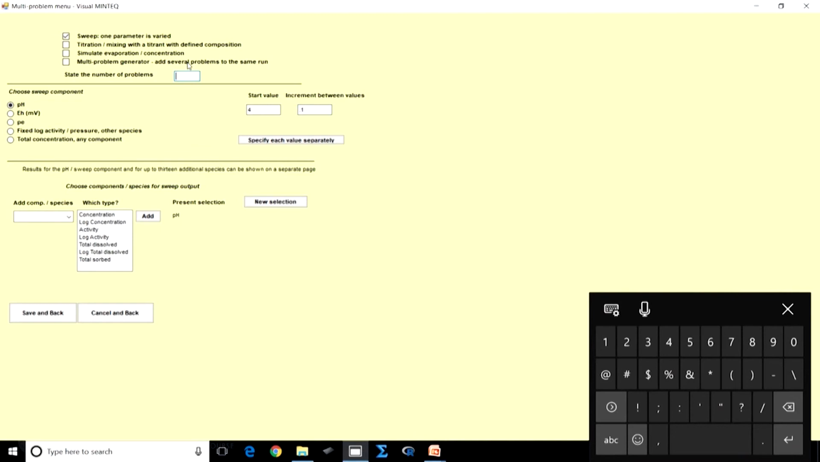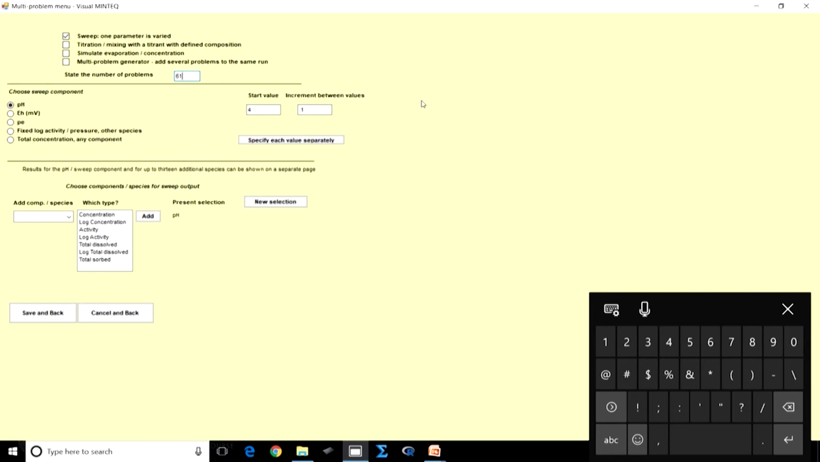So that is the number of increments between pH 4 and pH 10, inclusive of both values. With that, we end up with 61, because we are going from 4, 4.1, 4.2, so on until 9.9 and 10. So let's go with that.